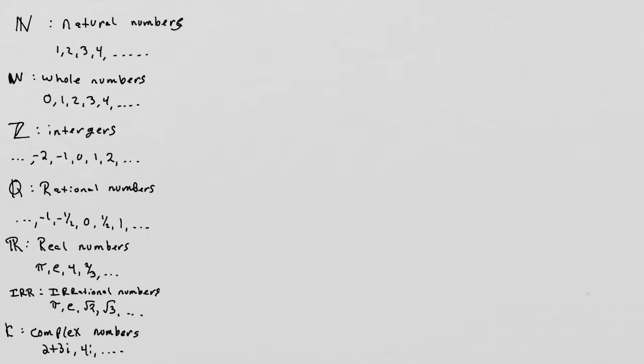This double bar Z, the way I make the double bar, I make a 7 then an L. That stands for integers. That's going to be your natural numbers and your whole numbers, but now we're going to add the negatives in there. So like -2, -1, 0, 1, 2, and it goes from negative infinity to infinity.